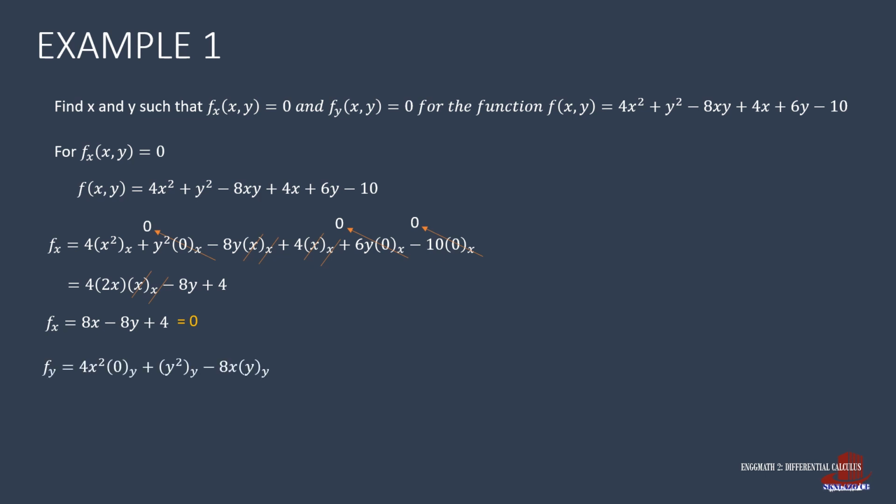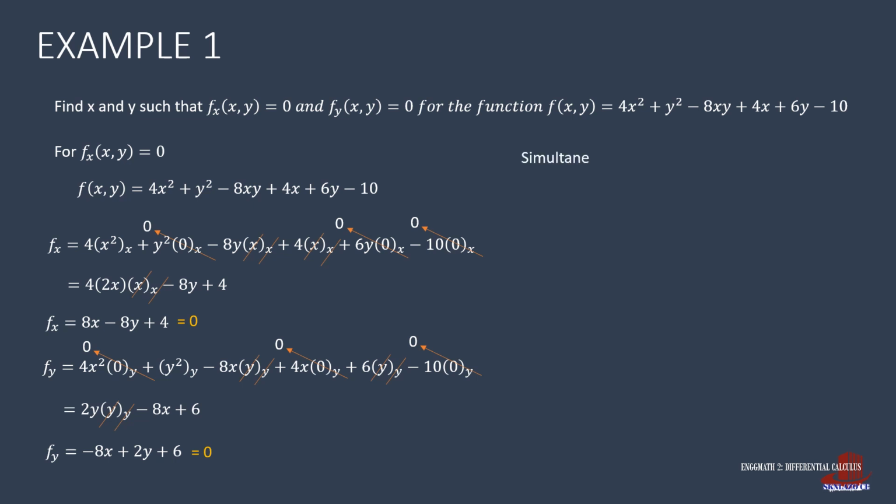Next is to look for f sub y, taken as 4x squared times the derivative of 0 plus the derivative of y squared minus 8x times the derivative of y plus 4x times the derivative of 0, then add 6 times the derivative of y minus 10 times the derivative of 0. dy over dy is 1, so the reduced function is 2y times the derivative of y minus 8x plus 6, where dy over dy cancel out again, leaving f sub y as negative 8x plus 2y plus 6. This is also equated as 0.